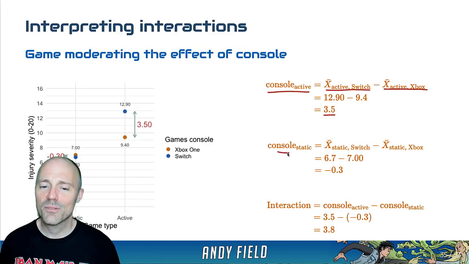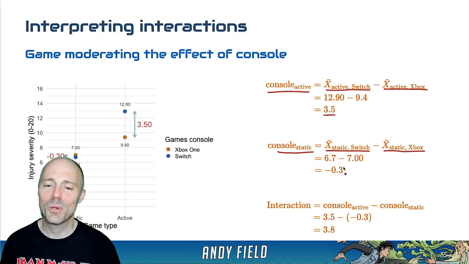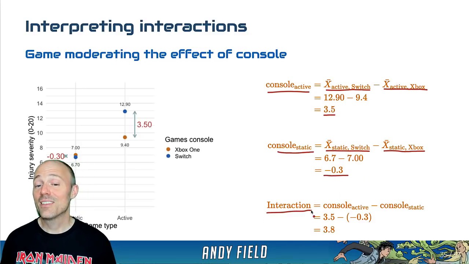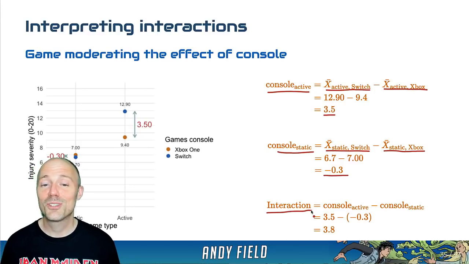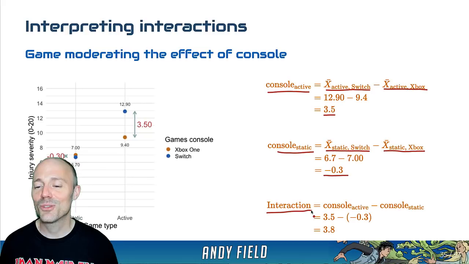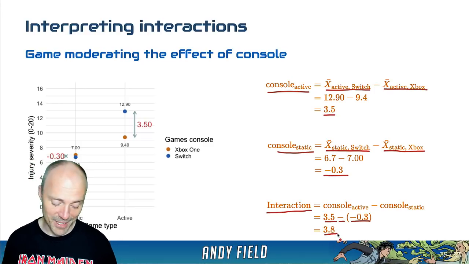What is the effect of console for static games? So here we're looking at the mean injuries for static games on the Switch and subtracting from it the mean injuries for static games on the Xbox, which is a difference of minus 0.3. So the interaction is basically the difference between those two effects: the difference between the effect of console in active games and the effect of console in static games. So it's 3.5 minus 0.3, which gives us 3.8 again. So that's where the parameter comes from.